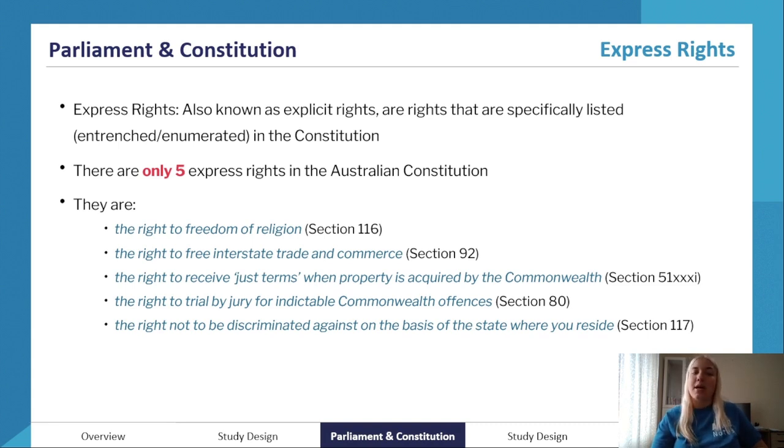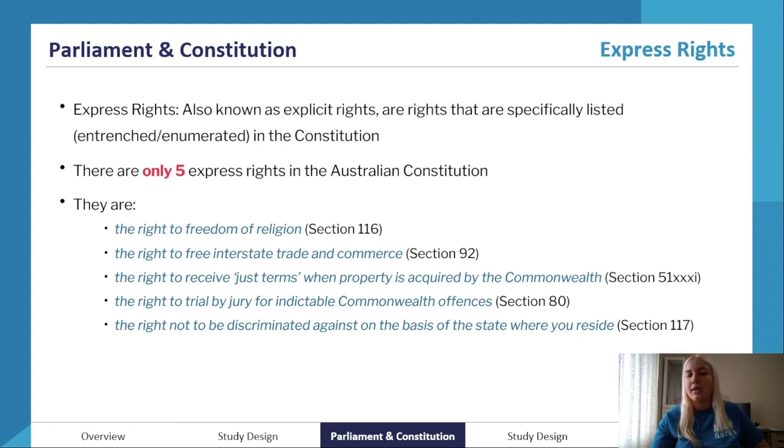The next one is the right to free interstate trade and commerce under Section 92. Again, a flaw with this is that it is Commonwealth level law. However, this basically just ensures that trade between all of the states can happen for free. Okay, so you don't have to pay any money or tax if you are a business that's delivering products across state lines.